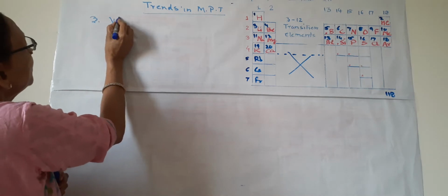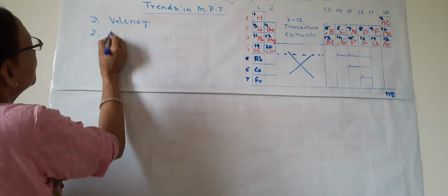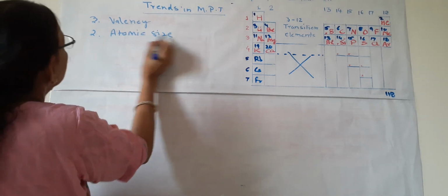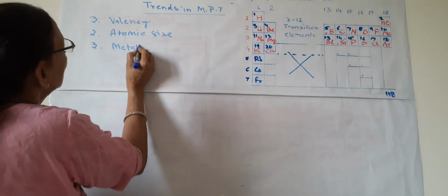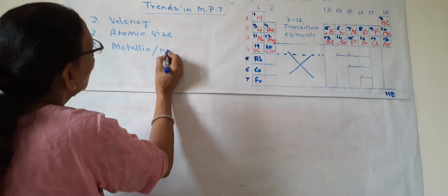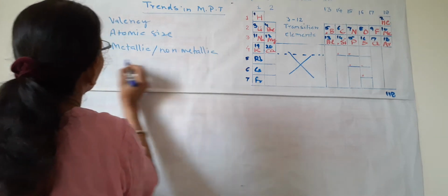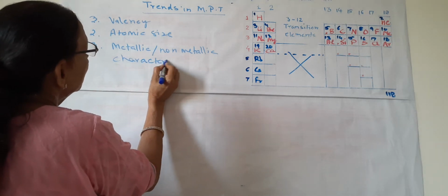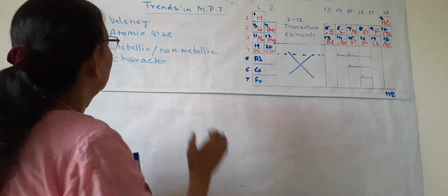First is valency, second is atomic size, and third is metallic, non-metallic characters of atoms or elements. So under three heads we will study trends in the modern periodic table.